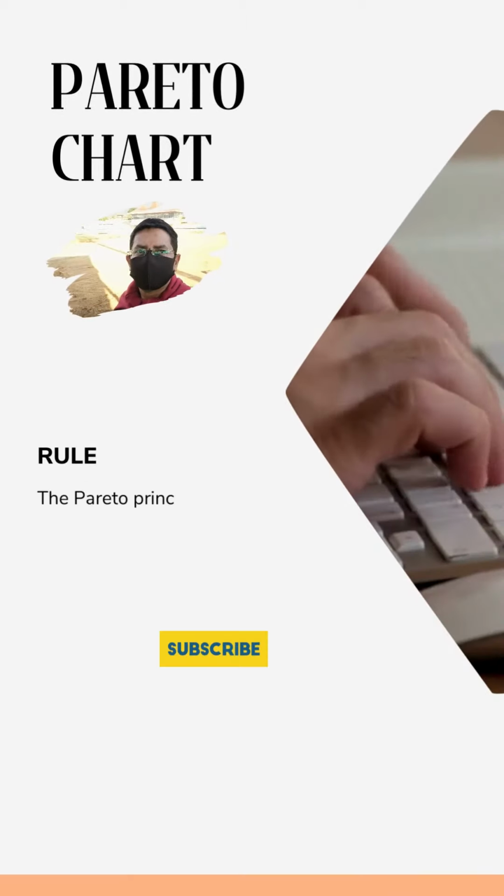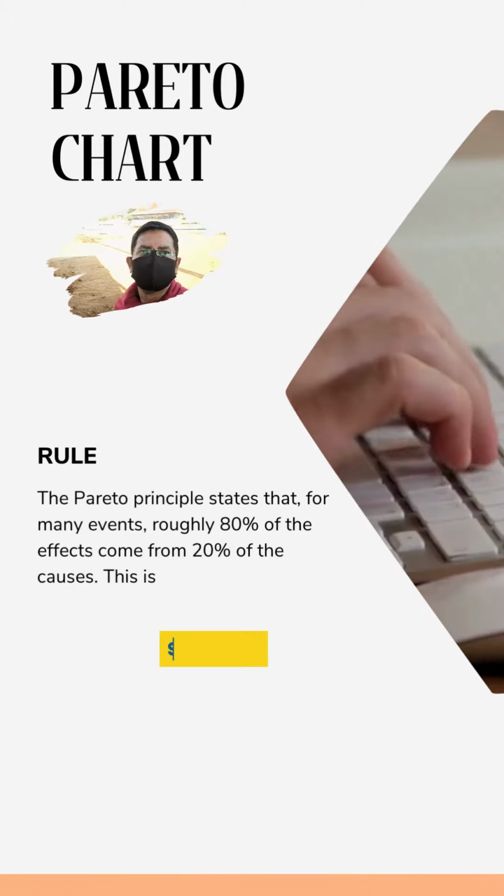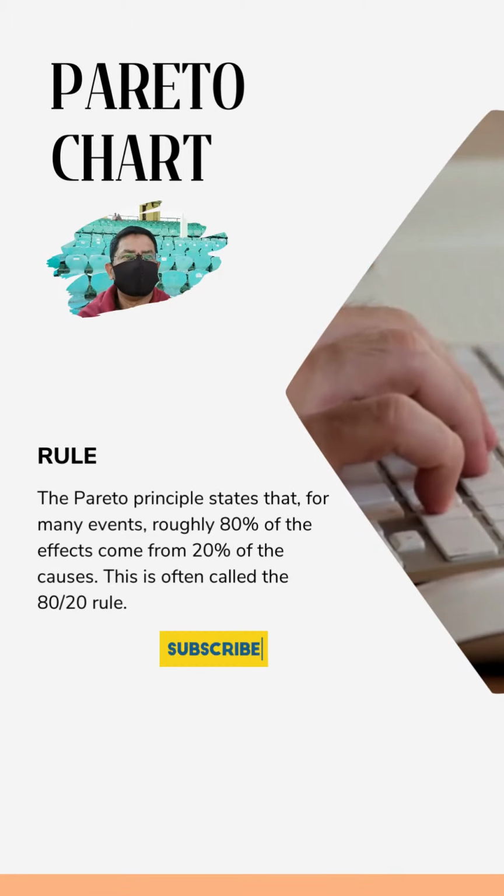What is the rule of a Pareto chart? The Pareto rule states that for many events, roughly 80% of effects come from 20% of the causes. This is often called the 80-20 rule.